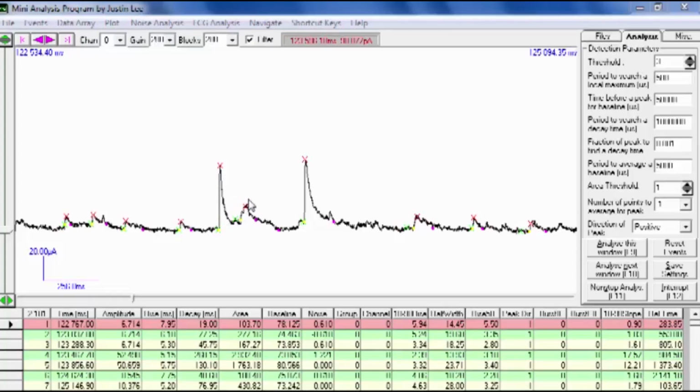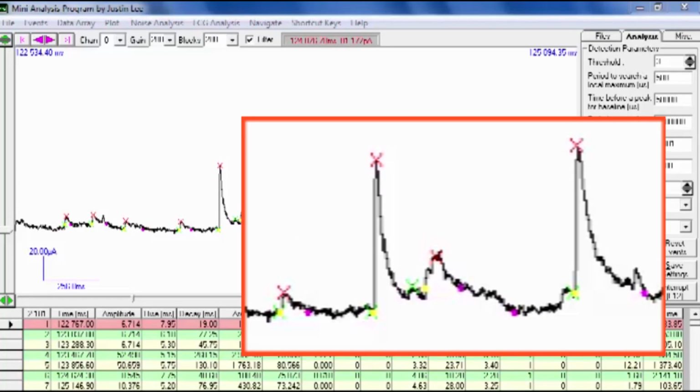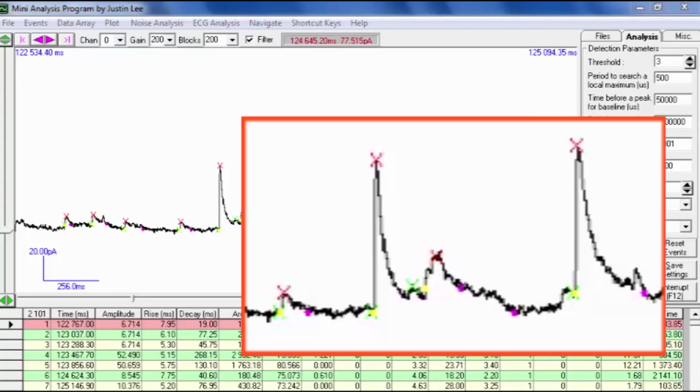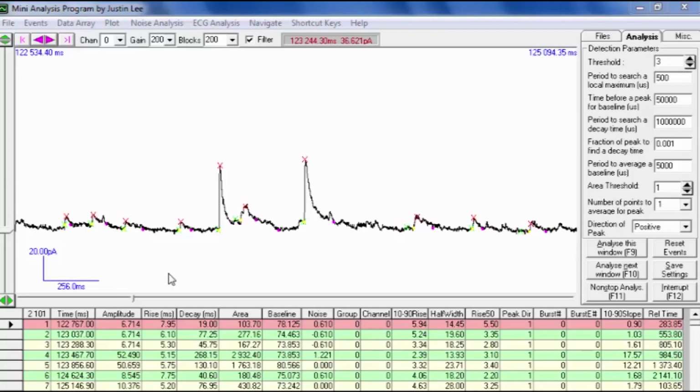the current rising duration, which we will measure between the yellow point and the red cross, and the current falling duration, which we measure between the red cross and the violet point. Finally, we will be able to measure the time that elapses between two consecutive GABA-A currents.